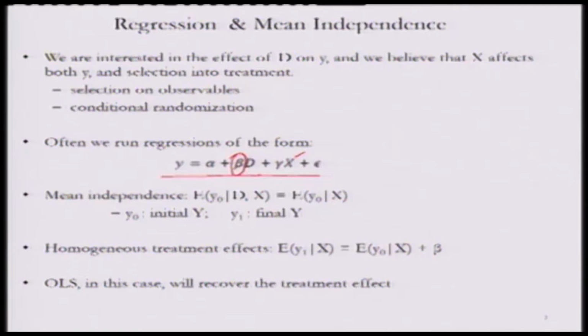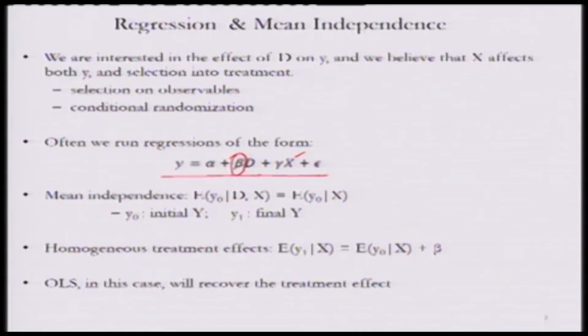So x essentially represents two types of issues. One is the selection on observables. If we observe x and that is how d is selected, then controlling for x takes care of the problem. The other is particularly in the case of experiments, as we would see later: sometimes we would run an experiment conditioning on variables such as x, and that is called conditional randomization. So x also serves that purpose.